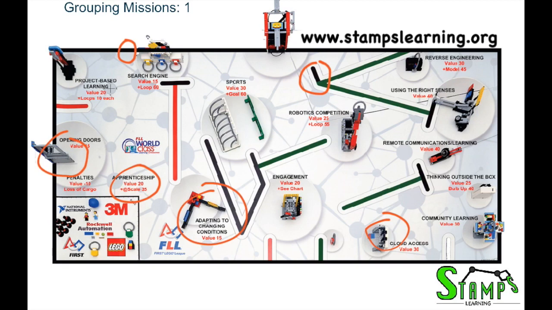So adapting to changing conditions, we can probably use a passive attachment because we just need to push the robot and it'll flip the switch. Whereas cloud access will take an active attachment probably because you need to lower something into the keyhole. For apprenticeship, we could use a passive attachment because we just need to push some people to the project-based learning area. Opening doors will probably involve an active attachment because not only do we need to push down the handle, but we need to push the door open.